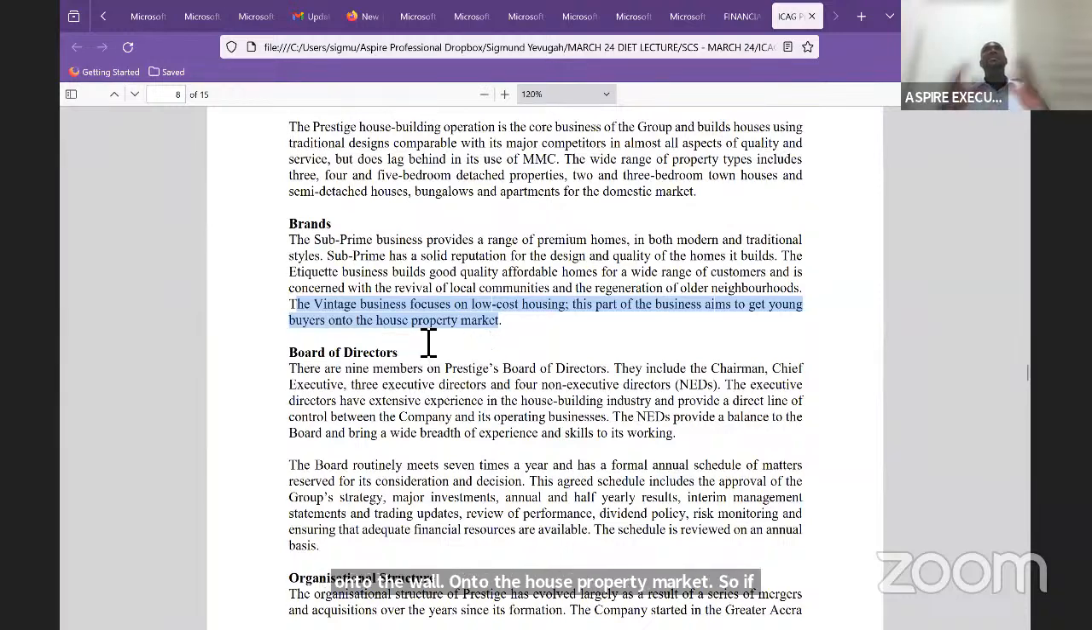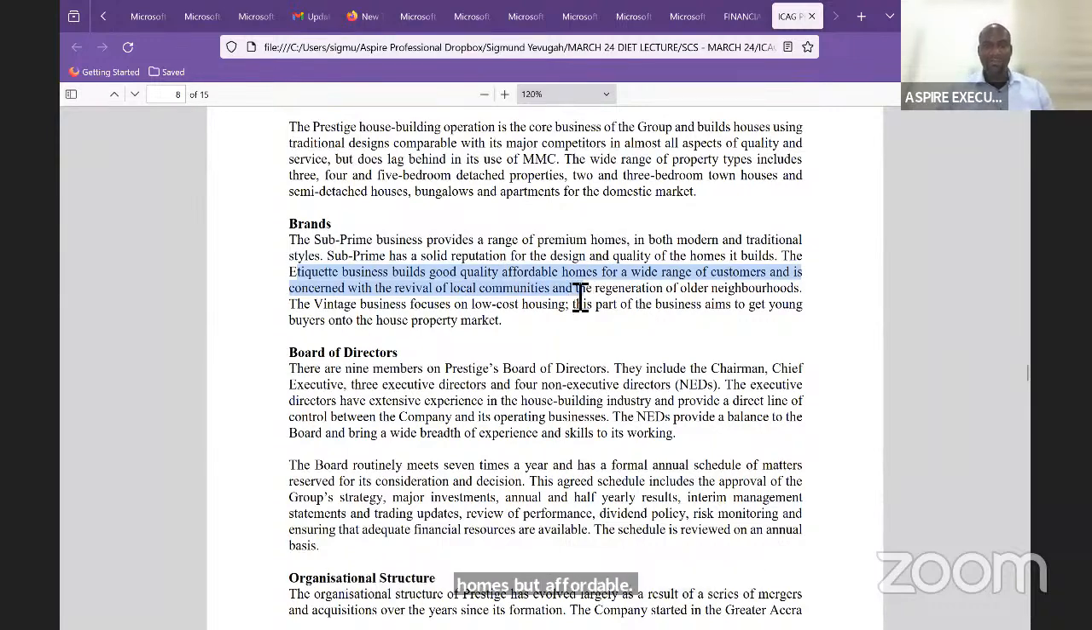So if you look at it, they are actually in all the market segments. They have the premium homes, and this is giving us information on the various subsidiaries. So Prestige produces the premium homes. Etiquette also builds quality homes, but affordable for a wide range of customers. And then Vintage focuses on producing low-cost housing. Exactly. So these are the various products they offer, and each subsidiary helps to offer the product. So the company is doing 3 categories of product.